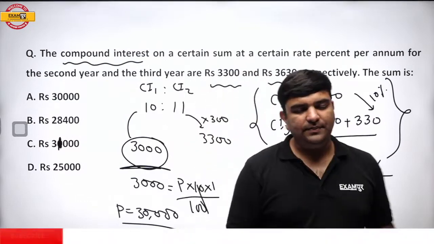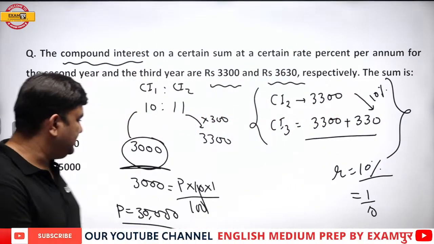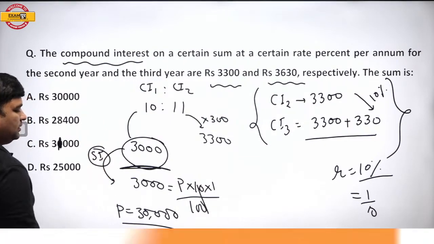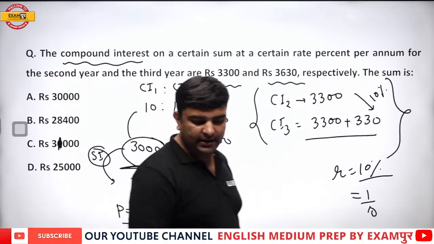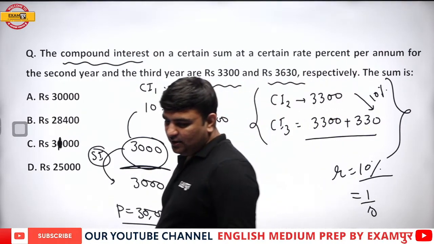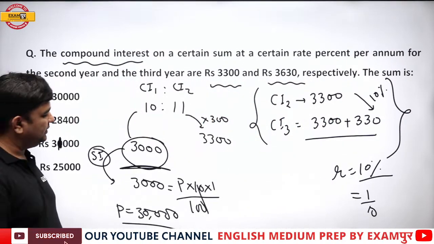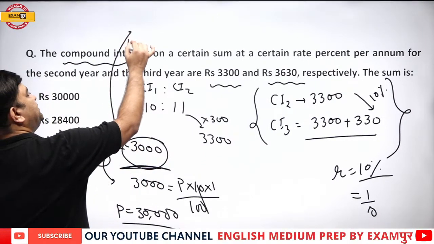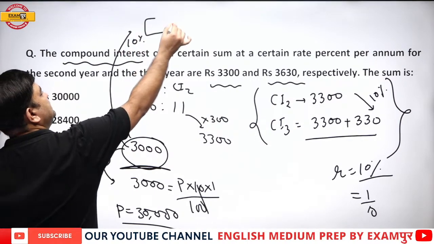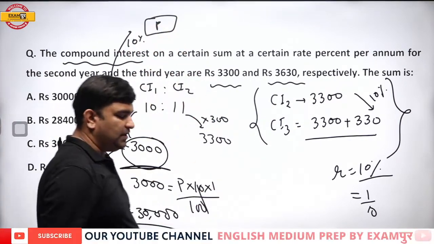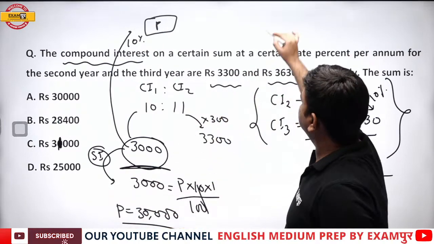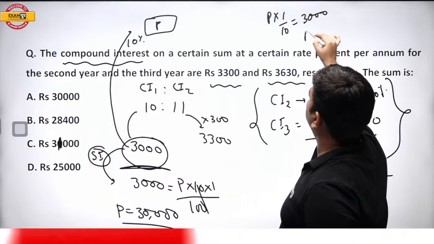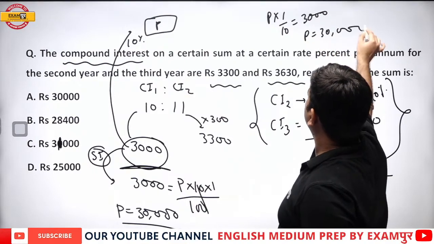CI for the first year is same as the SI. So 3000 is equal to P into R into T upon 100. Or you can say, if CI for first year is 3000, then this is 10% of the principal. So P by 10 is 3000. P is 30,000.